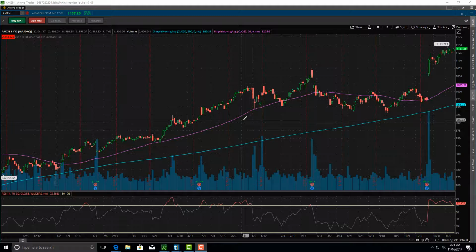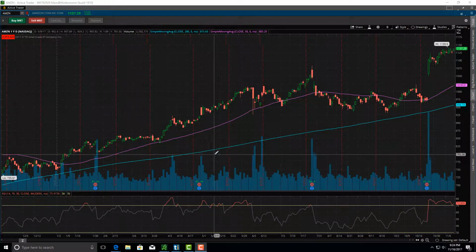It's a perfect example of how Amazon bounced off of a moving average and continued higher, or got rejected when it went up to the moving average and shot back down. If you have any questions about moving averages, I'll go through them with you after I post the video, just do responses. I just wanted to give you guys quick examples.